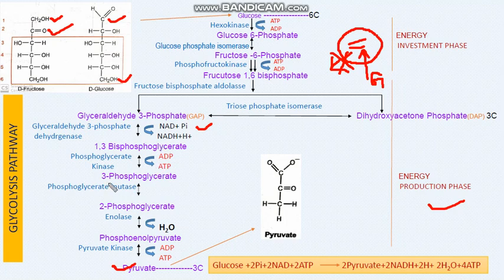In the next step, what happens? A phosphate molecule is transferred from 1,3-bisphosphoglycerate to an ADP molecule to form ATP with the help of phosphoglycerate kinase enzyme, as a result of which ATP and 3-phosphoglycerate are formed from 1,3-bisphosphoglycerate. This is an important step because this is the first step where ATP is produced, and this step is also known as substrate level phosphorylation, where there is an attachment of a phosphate molecule to ADP.